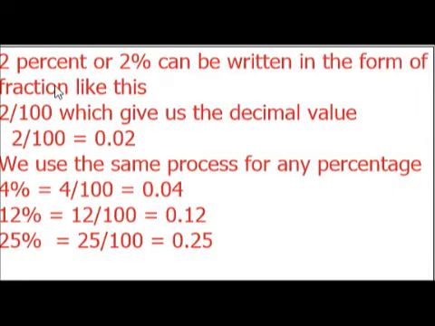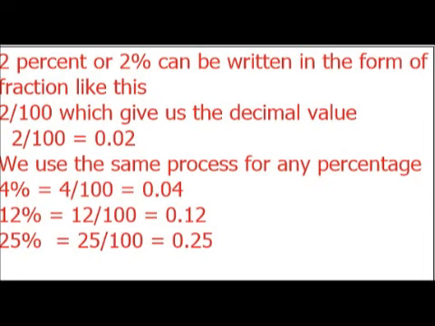As we can see, 2% can be written in the form of a fraction, 2 over 100, which gives us this decimal value, 0.02. In fact, it's the same for any percentage. 4%, you're going to have 0.04. 12%, 0.12. I don't know if you see any pattern here. Do you see something? Every time we just move 2 places to the left. From the number, we just move 2 places to the left. So any time you divide by 100, you just move 2 places to the left.